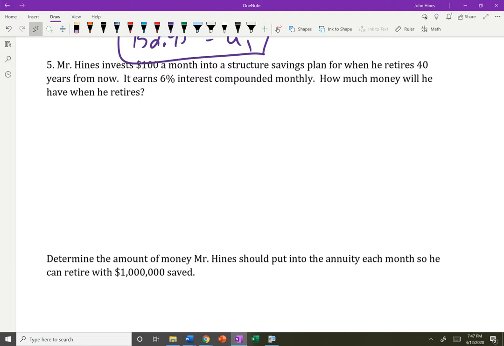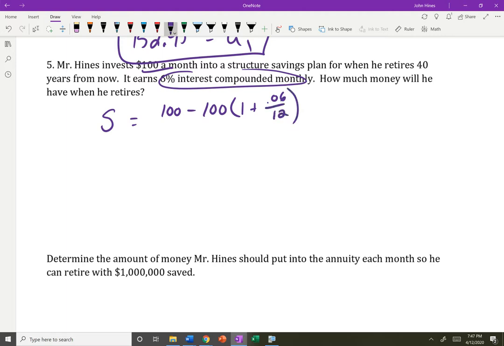So I invest $100 a month. So the sum equals $100 a month, 6% compounded monthly. That's that interest rate, 6% divided by 12. To the n, how many months go by? Well, 40 years, how many more months of work do I have? Well, 40 times 12 would be, I have to work 480 more months.